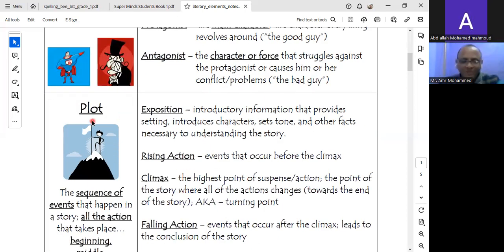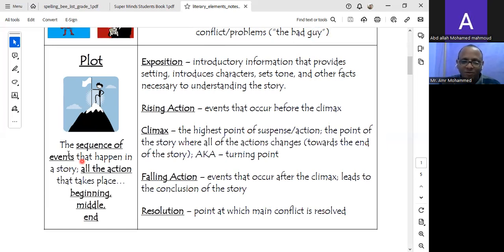The plot. What is the plot? What is the definition of the plot? It is a sequence of events that happen in the story, and you write it chronologically or randomly according to your way of writing or your technique of writing, or the action that takes place in the plot: the beginning, the middle, the end. I have three parts: the beginning of the plot, the middle of the plot, and the end of the plot. Exposition: introductory information that provides a setting, introduces characters, sets tone, you set your story tone, and other facts necessary to understanding the story.